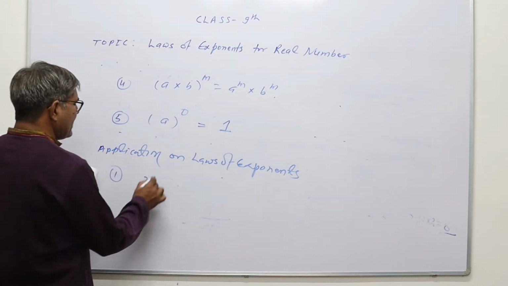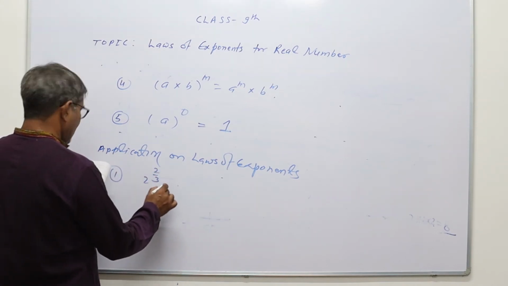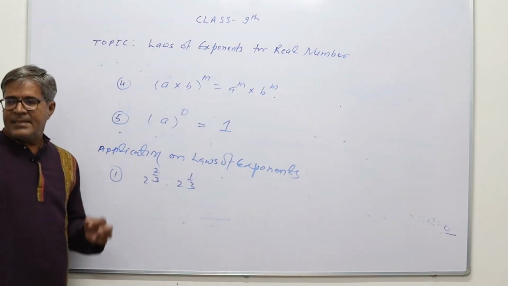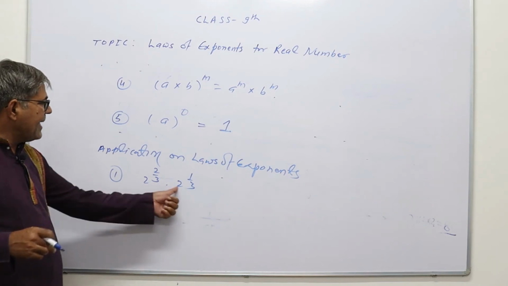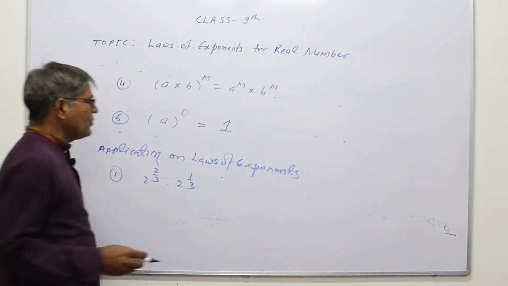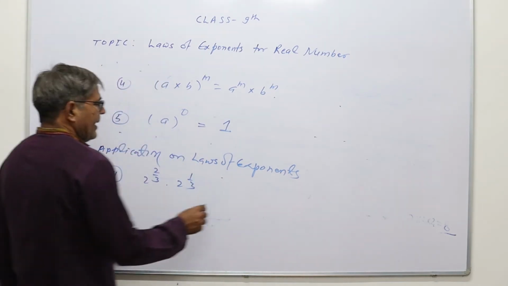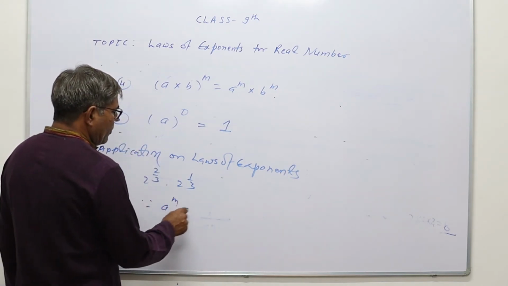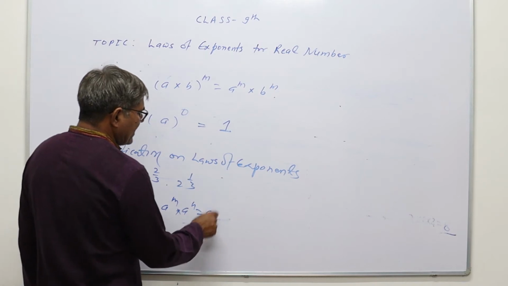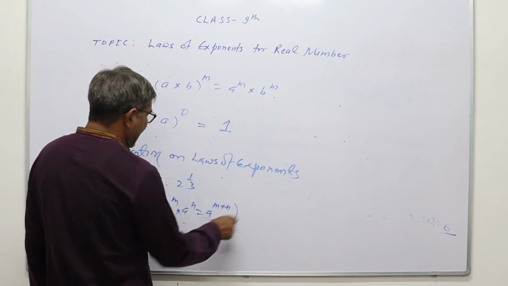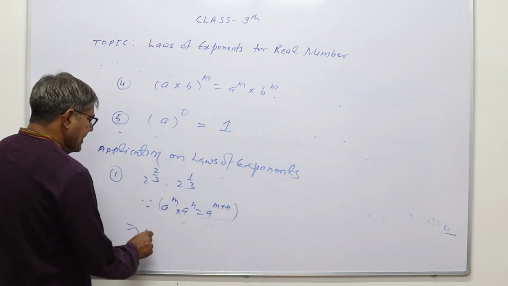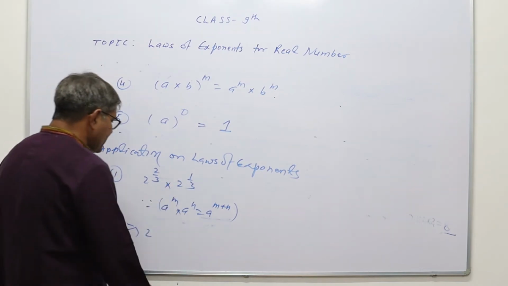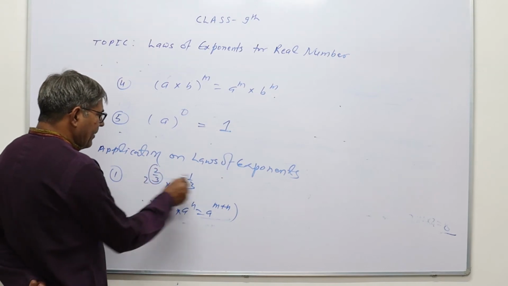That is, first, simplify 2 raised to the power 2 by 3 into 2 raised to the power 1 by 3. Here, see, the bases are the same and powers are different. So we will use here, since a raised to the power m into a raised to the power n is equal to a raised to the power m plus n, it implies that 2 raised to the power, here bases are the same and quantities are in multiplication, so powers will be added.